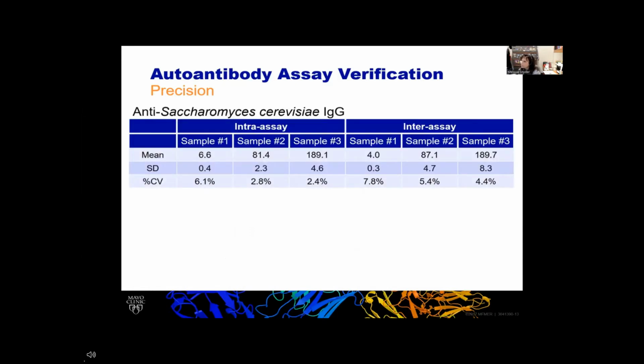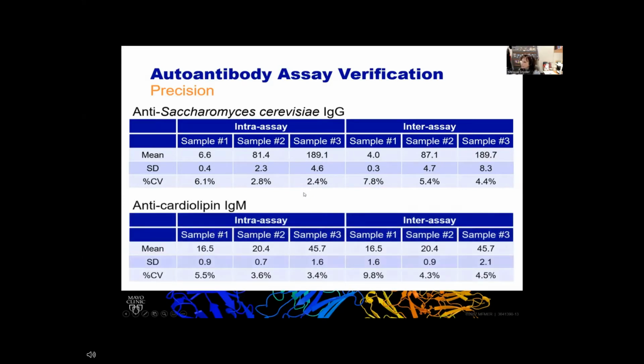So here's some example data that I generated in my laboratory. This is for anti-Saccharomyces cerevisiae IgG antibodies. You can see that we've selected 3 samples, different reactivities, which are shown here. The mean reactivities shown here in this first row. What we're showing here is intra-assay precision, and here's the inter-assay precision. You can see our standard deviation, and then calculating a % CV for each of those samples.